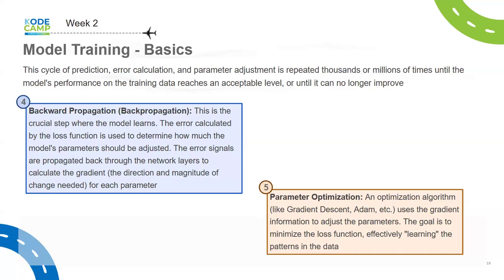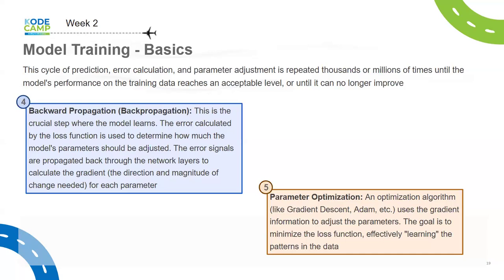How the model learns is that this error or loss that is calculated by the loss function is used to figure out how much each of the model's parameters should be adjusted. So you adjust the model's parameter in order to minimize the loss or the error. So this error signal is back propagated all the way backwards from the output where the prediction is made and where the loss is calculated, all the way back to the input where the original data comes in.